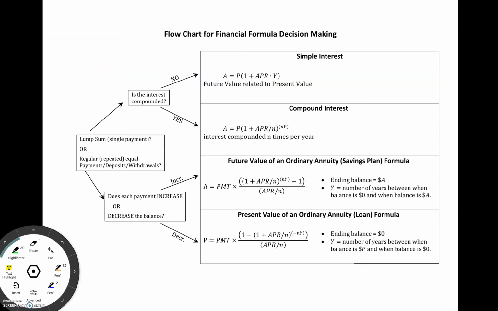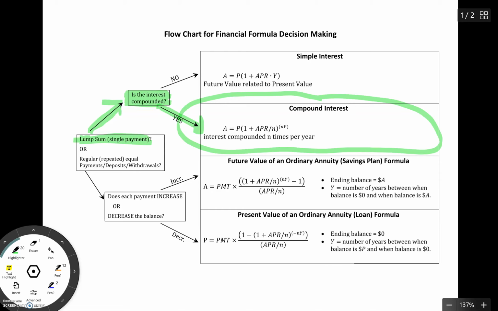This is our flow chart that helps us figure out which of the 4 rows of the formula chart we should be in. So our first question was, are we making a lump sum deposit that just sits there, or are we making repeated payments? And we already talked about making a lump sum deposit that's just going to sit there. Then your next question is, is the interest compounded? And we saw the words compounded annually, so yes, it is. So we're going to end up in that second row of our formula chart.